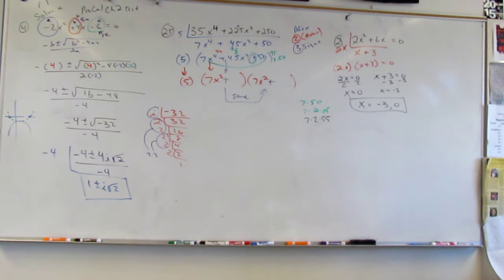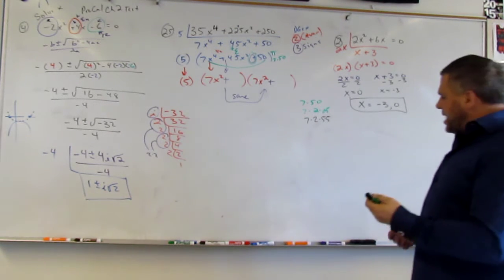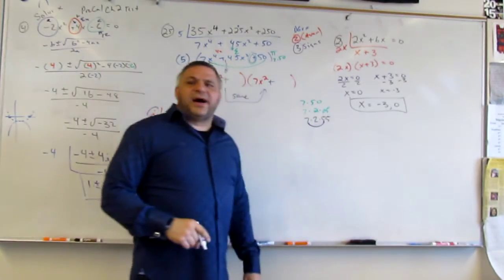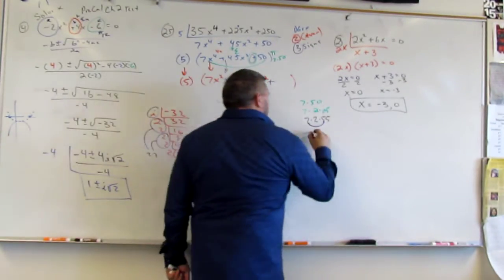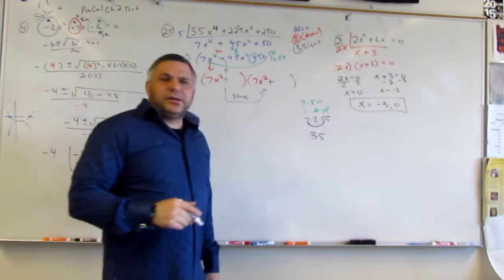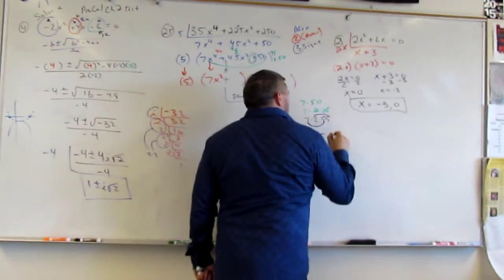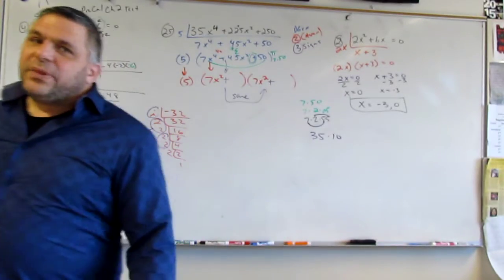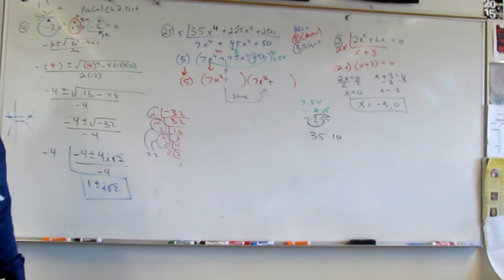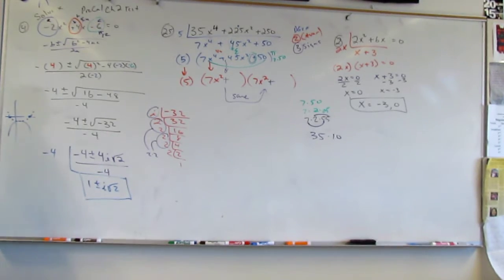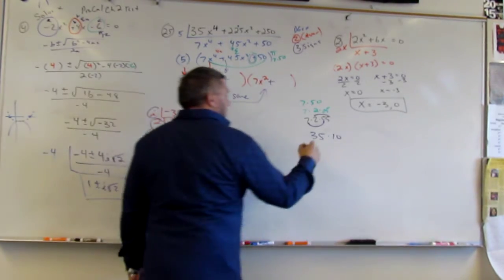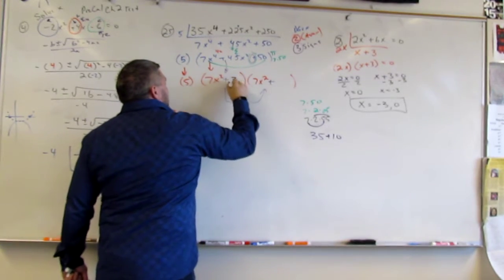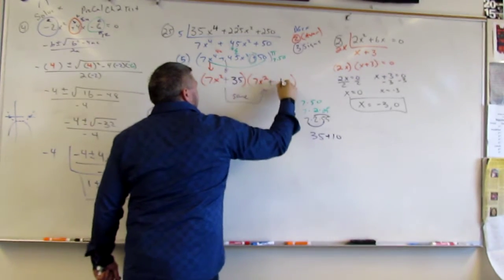Okay? And I see it right away. I don't know about you, but when I think about 7 and 5, I get 35, right? And 2 and 5, I get 10. And what is 35 plus 10? Huh? 45, which is what we're looking for, right? So I got 35 and 10.